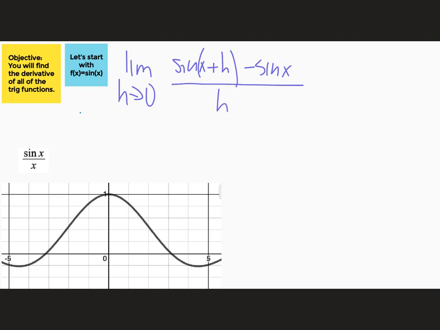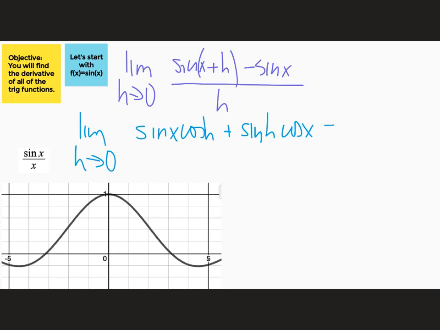Now, back in pre-calculus, you hopefully studied trig stuff, and this is a sum or difference of sines. And so, if you remember that, you'll be able to expand this. If you don't remember that, then you better look it up. So, sine of x plus h is sine of x cosine h plus sine of h cosine x. And then minus the sine of x all over h.